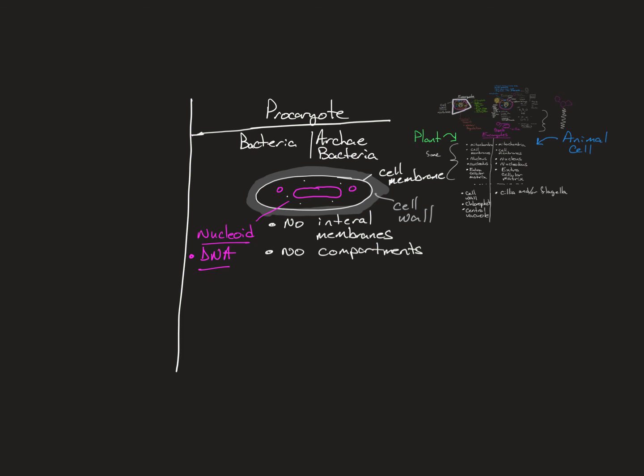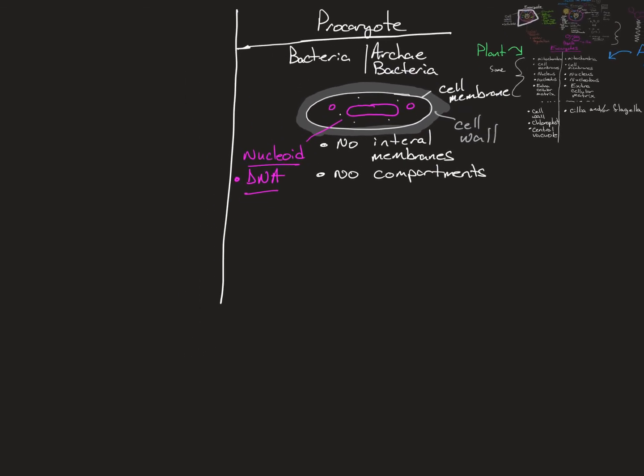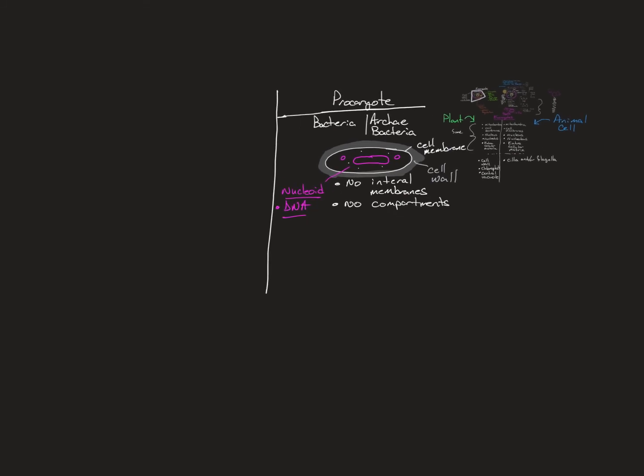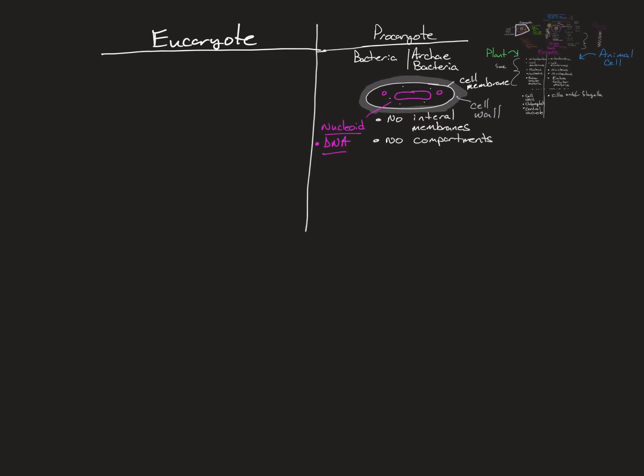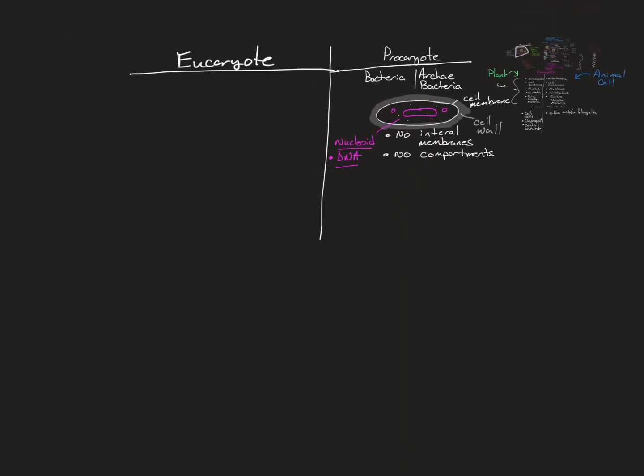There's no separation. But a eukaryote is more like a modern house where you have rooms for everything. Eukaryotes tend to have rooms for everything. And there's more than one type of eukaryote, just like there's more than one type of prokaryote.